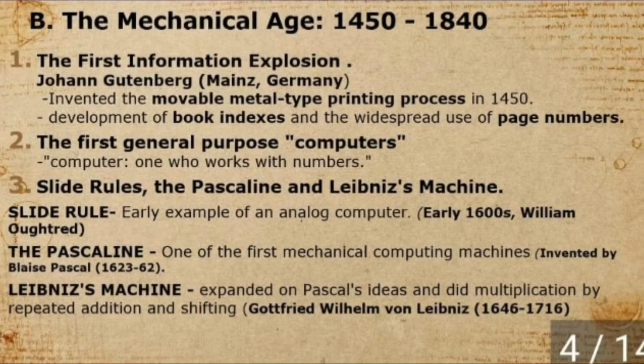So the second age is the mechanical age, from 1450 to 1840. First is the first information explosion. Johann Gutenberg, a German from Mainz, Germany, invented a technology, something like a flat wooden plate technology, that creates sharp images on paper and produces books and text quickly. It is an invention that sped up the process of composing pages from weeks to just a few minutes. So this printing press made written information much more accessible to the general public by reducing the time and the cost that it took to reproduce the written material.